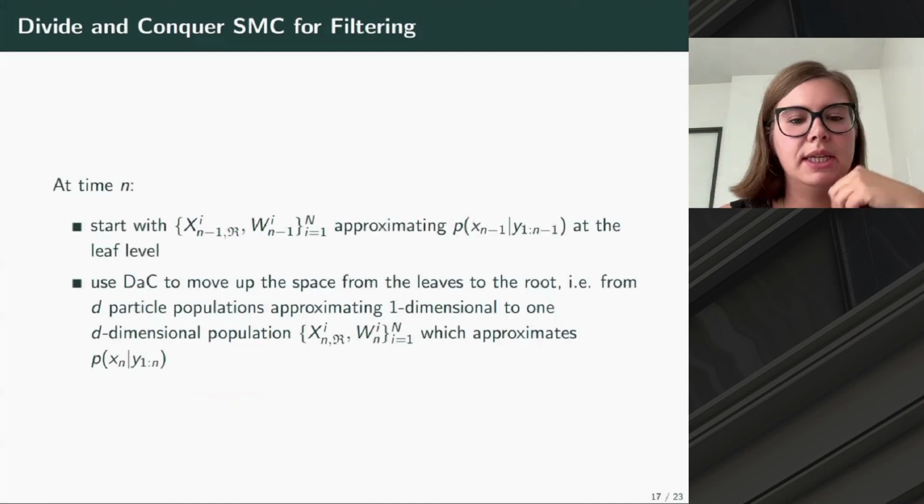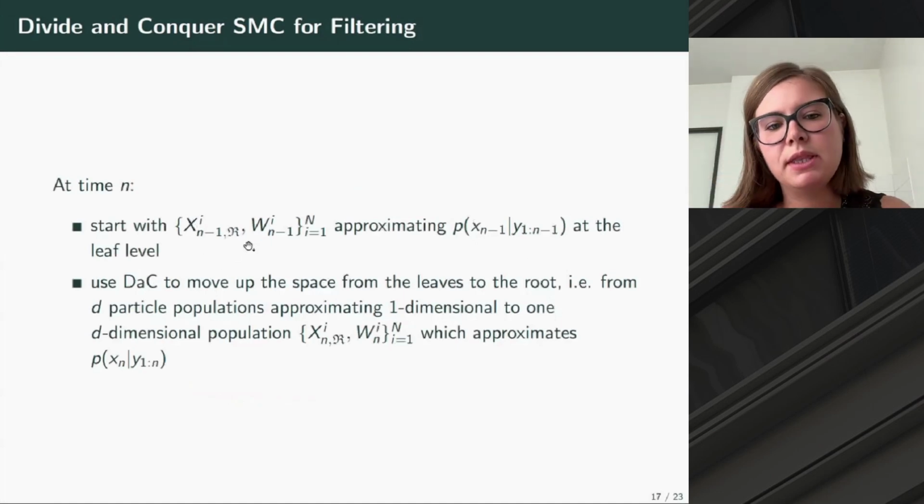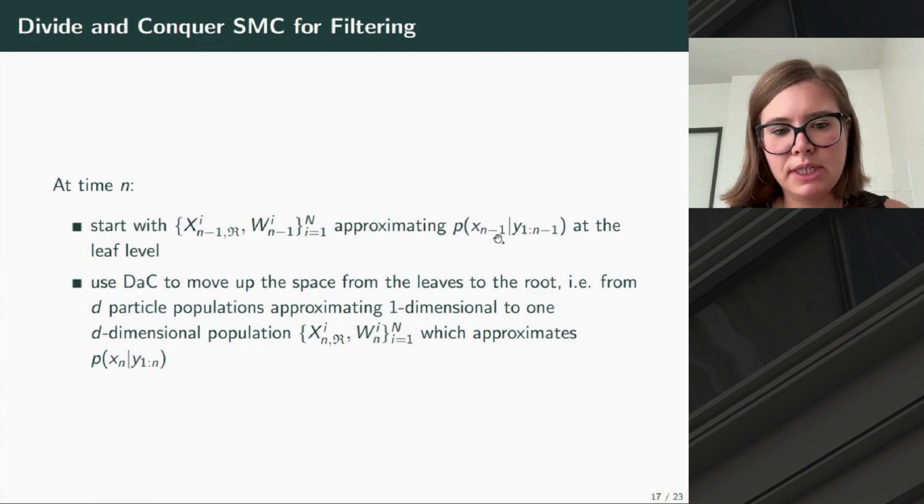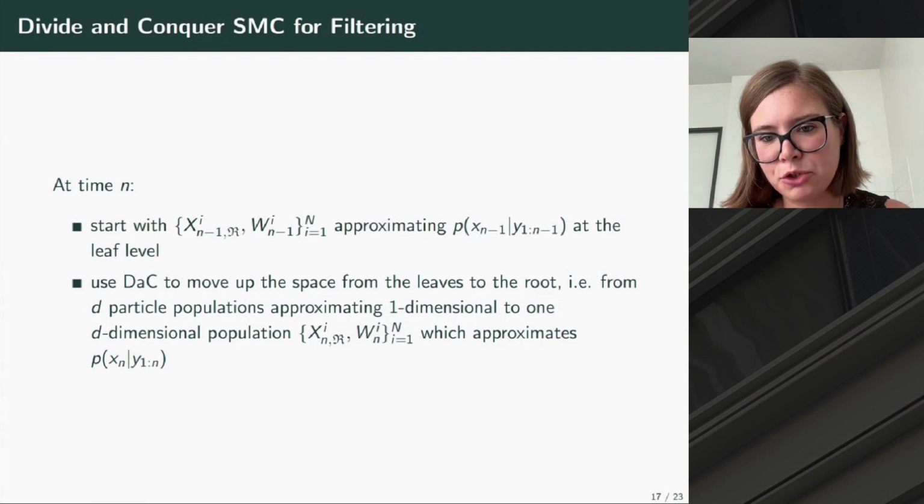And how this works in the end is that I repeat this for each time step. So I have one approximation of my filtering distribution at time n-1. I'm going to input these at the leaves, use divide and conquer SMC to move up the tree, and output at the root an approximation, still particle based, of the filtering distribution at time n.